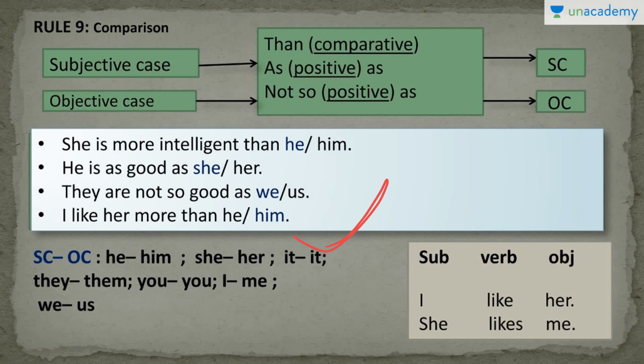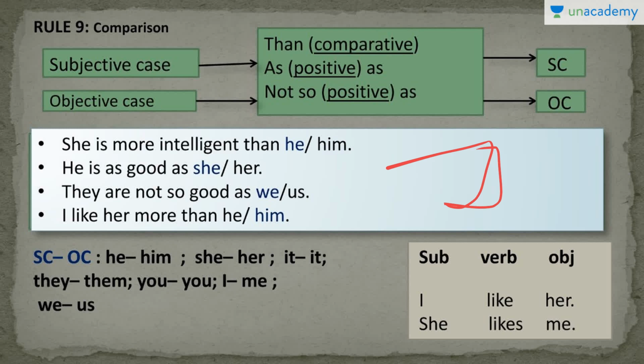Okay, I hope this rule is clear. It's pretty simple. All you have to do is just keep this thing in your mind, that whenever for comparison you use than, as, or not so as, before them if there is a subjective case, after them there has to be a subjective case. Before them if there is an objective case, after them there has to be an objective case only. Moreover, with than you can use only the comparative degree of an adjective. With as and not so as, you use the positive degree of an adjective.